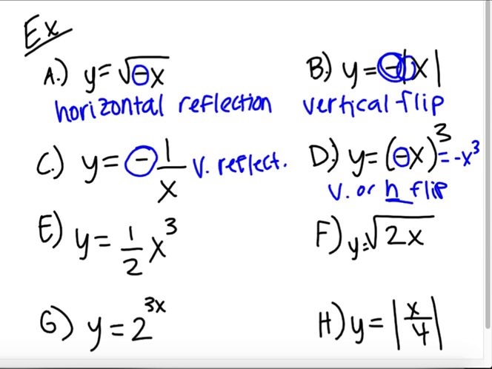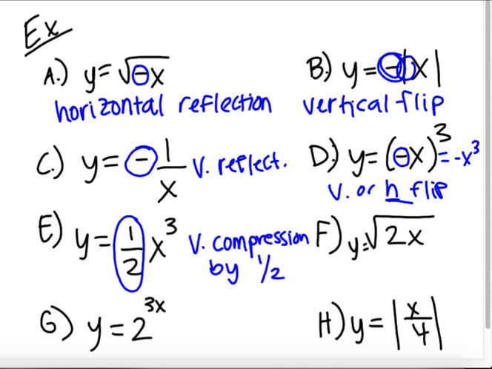Then in part E, a 1/2 that is out in front. Technically, it's out in front. It would only be inside if there were parentheses around it. So this 1/2 that is out in front is going to be a vertical, and it's not with the x, it's out in front, so it's not lying, it's telling the truth. If you multiply something by 1/2, that is going to make it smaller. So there's going to be a vertical compression by a factor of 1/2.